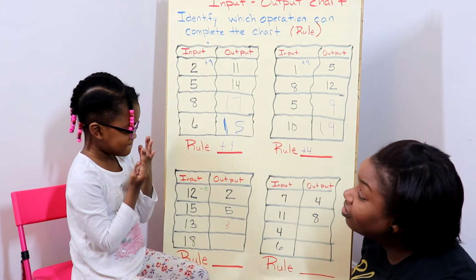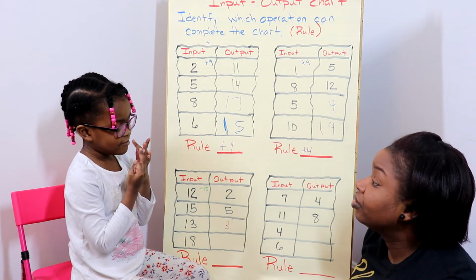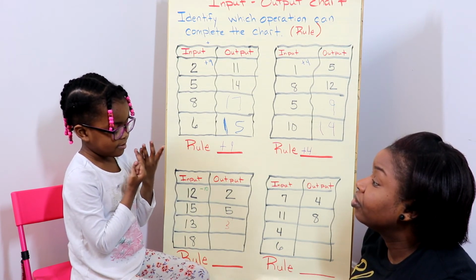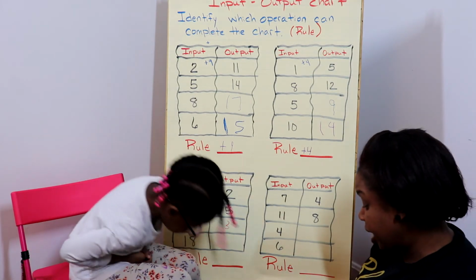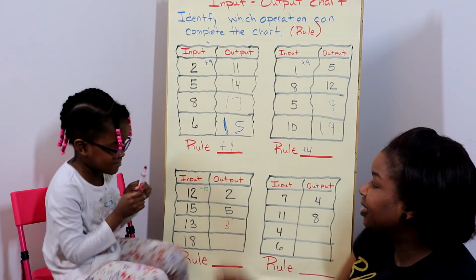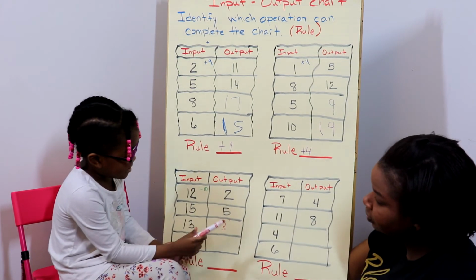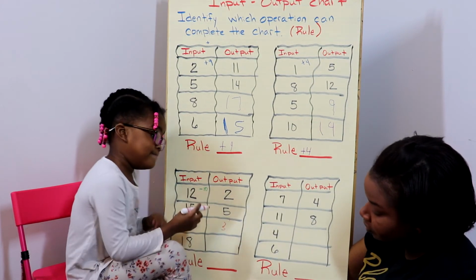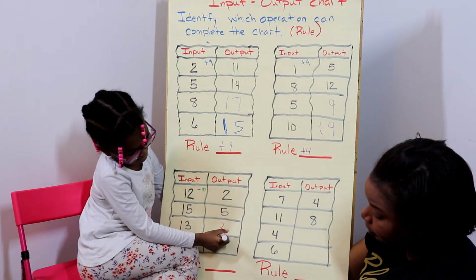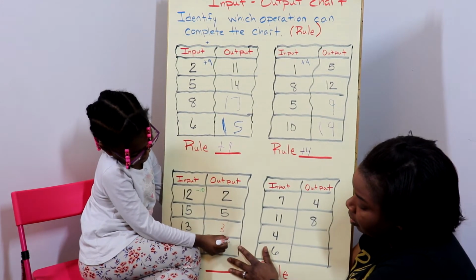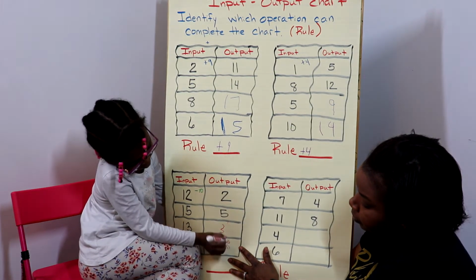So how many do you have left? 1, 2, 3, 4, 5, 6, 7, 8. 8. So write your 8 up there. Write your 8. Go ahead.